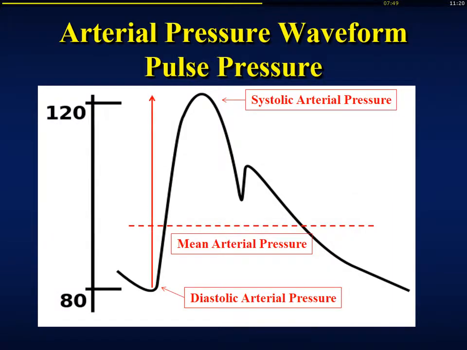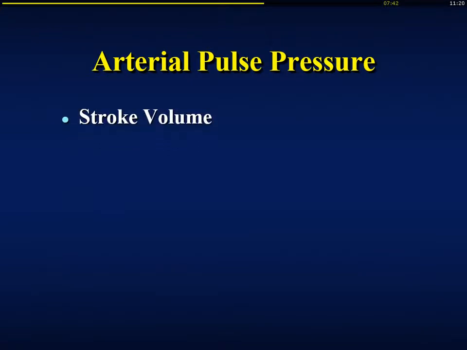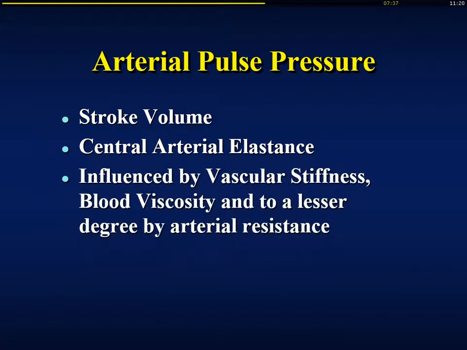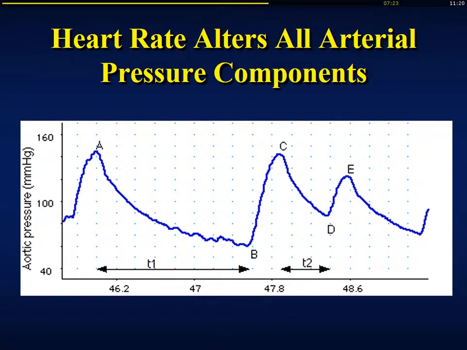Okay, now pulse pressure. Pulse pressure is determined by the stroke volume, and it's a primary determinant from one heartbeat to the next, but also central arterial elastance, and it's influenced by the stiffness of the vasculature and the blood viscosity. If you're anemic, you have a lower pulse pressure than if you have a high hemoglobin level for the same everything. So this is an example of different pulse pressures due to the fact that there are different times for diastolic filling. So if I change the heart rate, I'm going to change the pulse pressure.